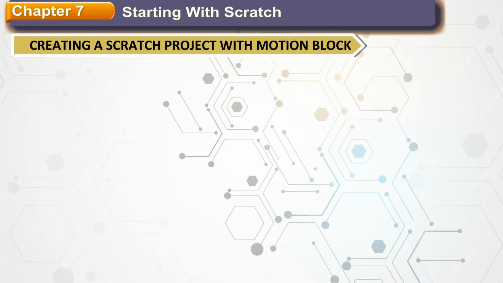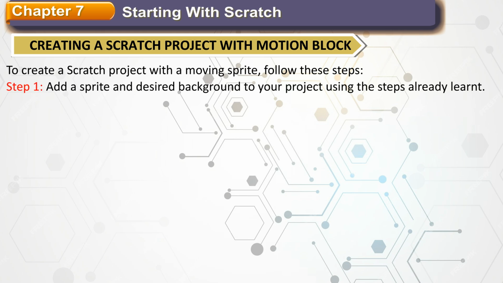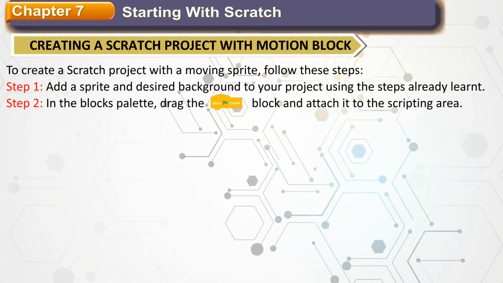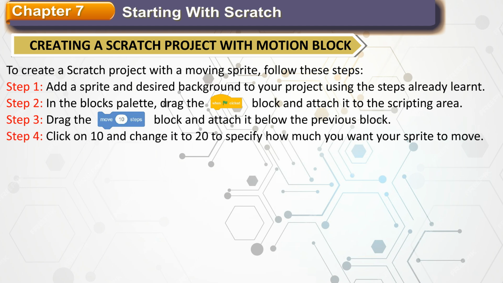Creating a Scratch project with motion block. To create a Scratch project with a moving sprite, follow these steps. Step 1. Add a sprite and desired background to your project using the steps already learned. Step 2. In the Blocks palette, drag the block and attach it to the scripting area. Step 3. Drag the Move 10 steps block and attach it below the previous block. Step 4. Click on 10 and change it to 20 to specify how much you want your sprite to move.